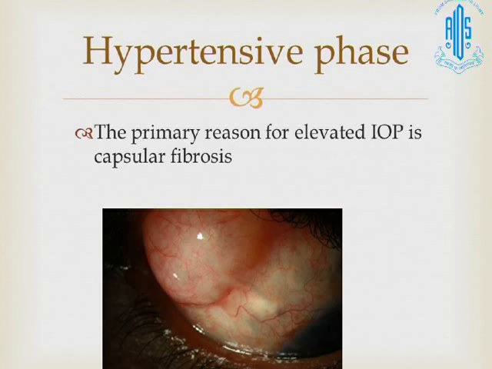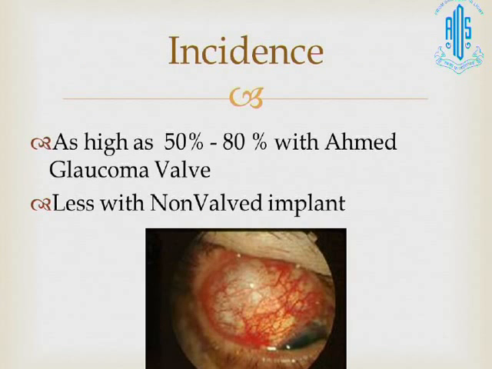The primary reason is because of the elevated capsular fibrosis in this area. The incidence varies with the different type of valves. Dr. Janki already discussed that, but still I would like to emphasize that Ahmed valve, which is the valve tube, has as high as 50 to 80% incidence of hypertensive phase. Compared to that, non-valve has a less incidence.